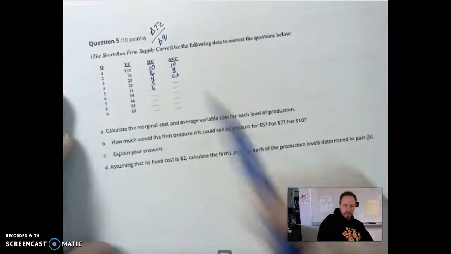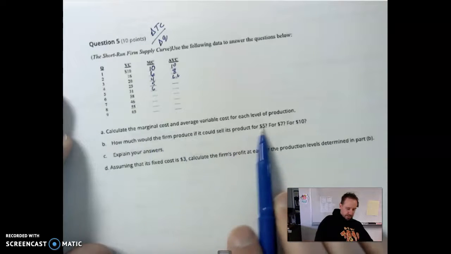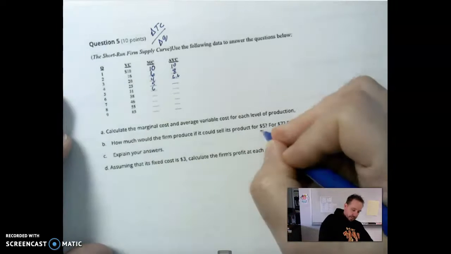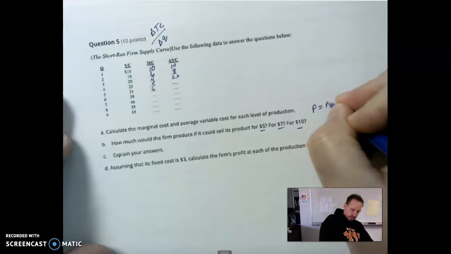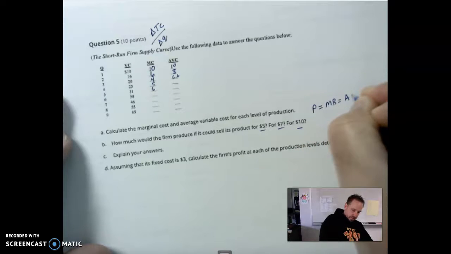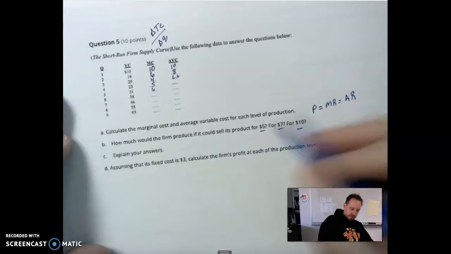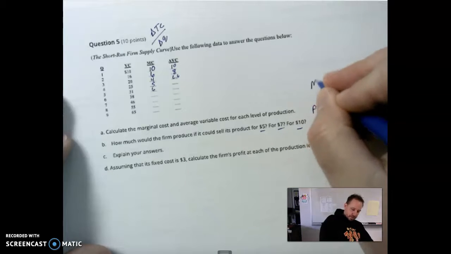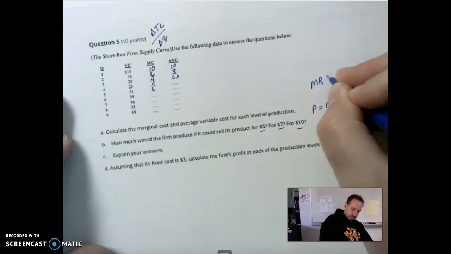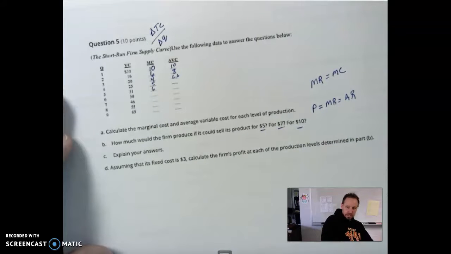6.6, and so on. So now what you need to find is how much would the firm produce if it could sell its product for $5, $7, and $10. So you have 3 different levels. And remember, in perfect competition, price is equal to marginal revenue is equal to average revenue. So price and marginal revenue are the same. So in this situation, first one, price is $5. Our marginal revenue is $5, and you have to remember the golden rule. We produce where marginal revenue is equal to marginal cost.